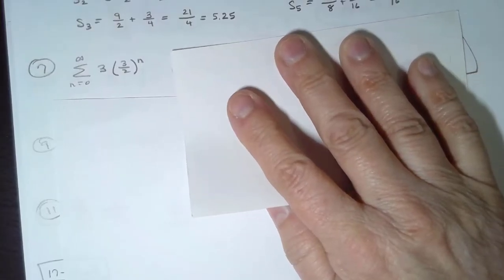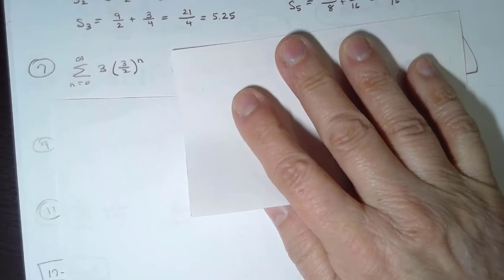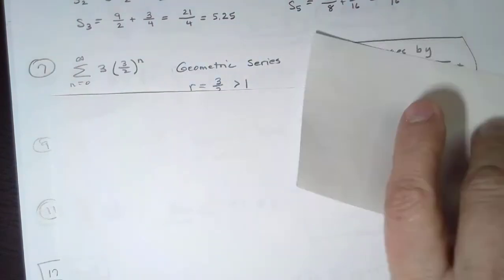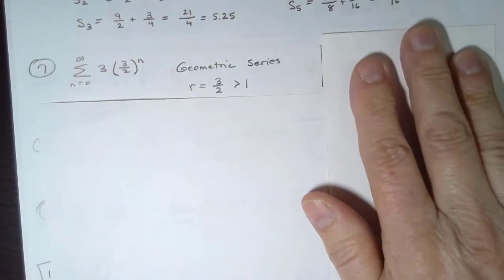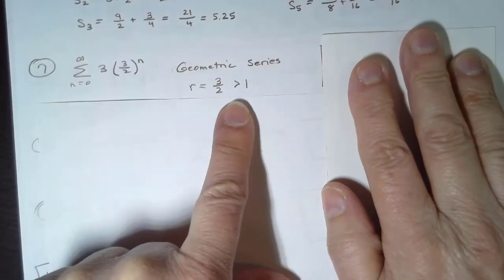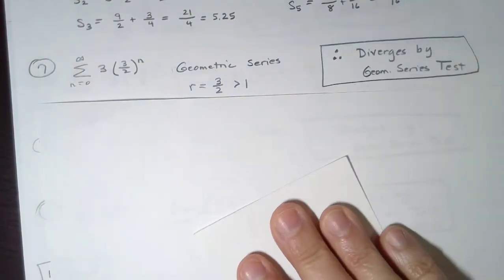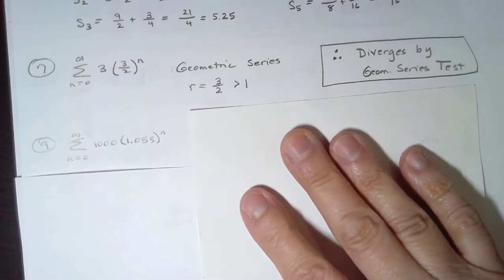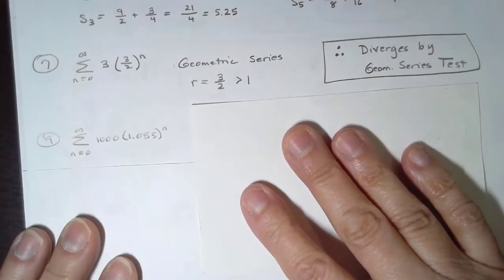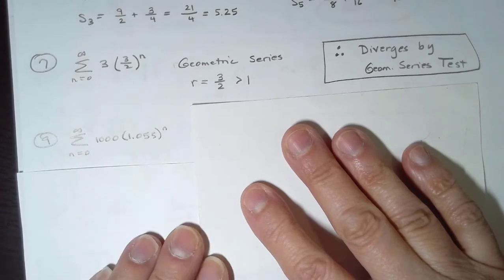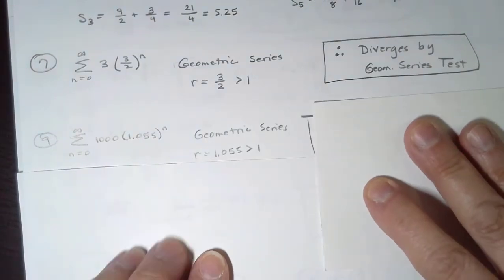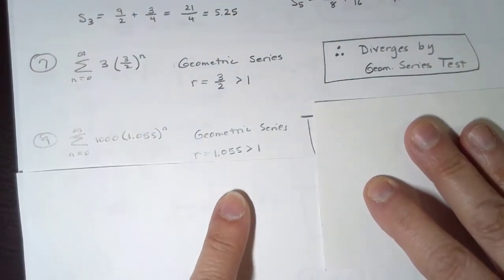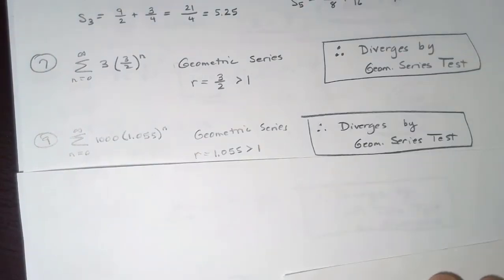So we're supposed to determine if this series converges or diverges. We recognize it as a geometric series where r is 3 halves, which is greater than 1. So by the geometric series test, this diverges. Okay. Number 9, again, we recognize it as a geometric series where r is 1.055, which is greater than 1. So this diverges by the geometric series test.